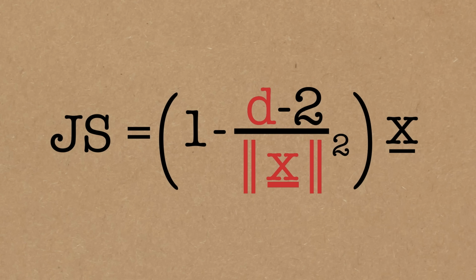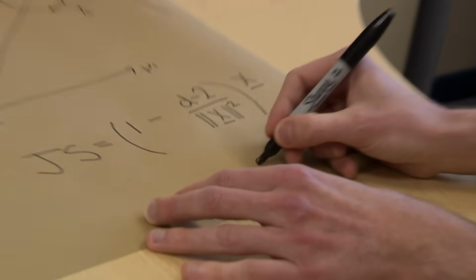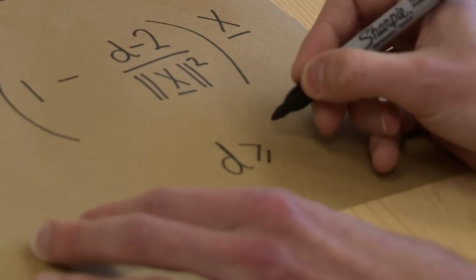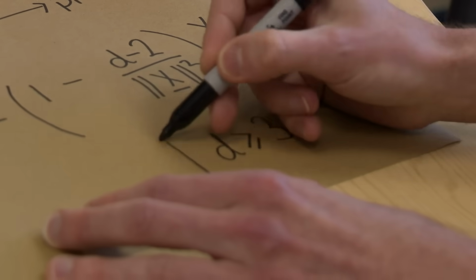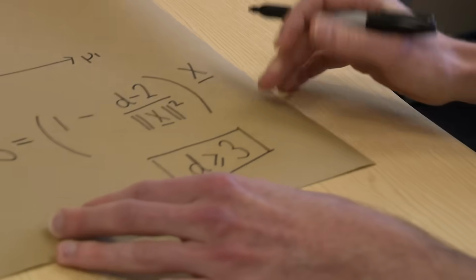So you can prove that the James-Stein estimator always has a lower mean squared error than the natural estimator if and only if the dimension d is greater than or equal to 3. Right? So that's when Stein's paradox kicks in and we can do something better than just using the vector of measurements to estimate the vector of quantities of interest mu.